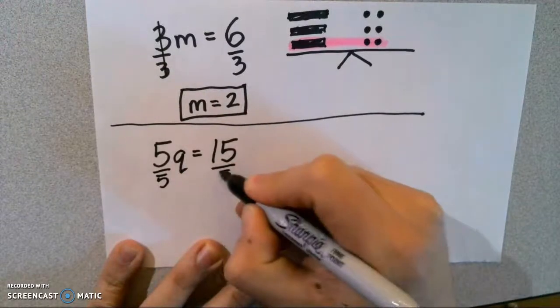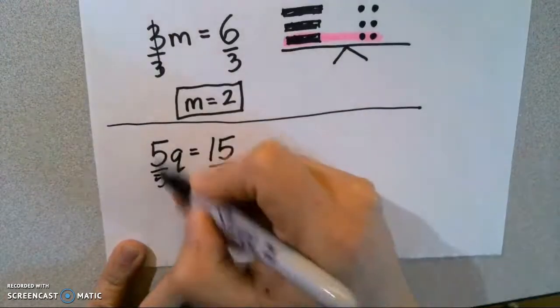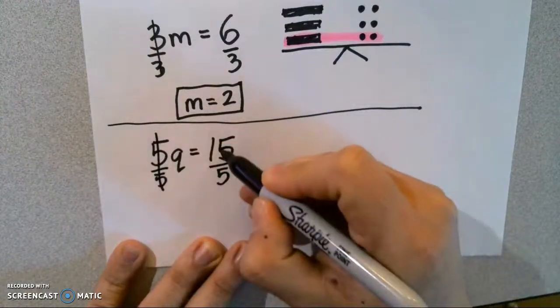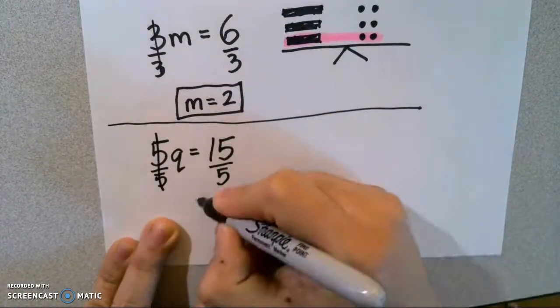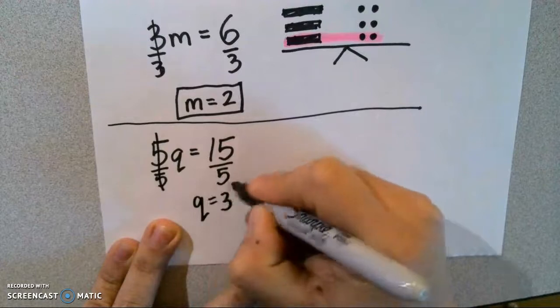We're going to divide by 5. So 5 divided by 5 is 1. 15 divided by 5 is 3. So my answer is q equals 3.